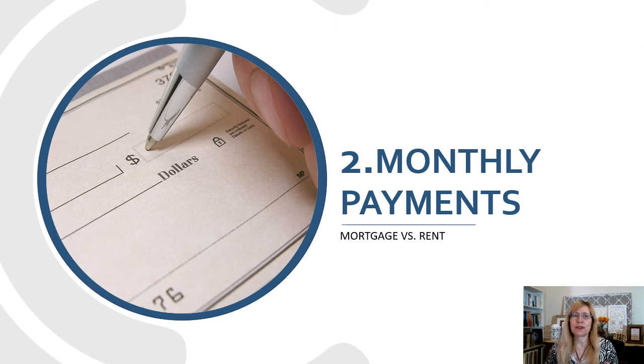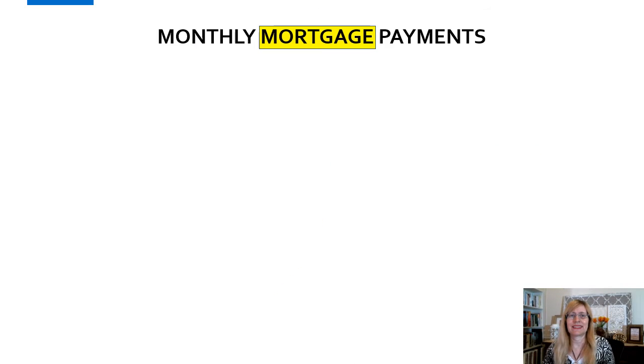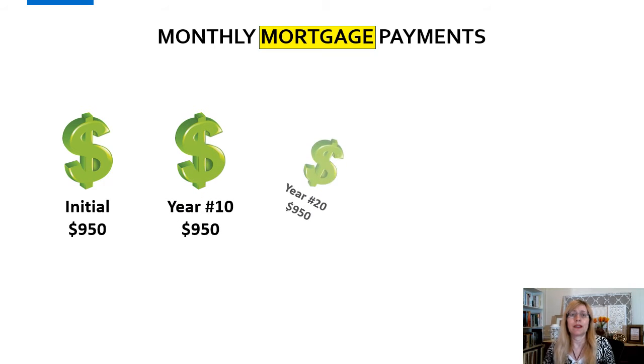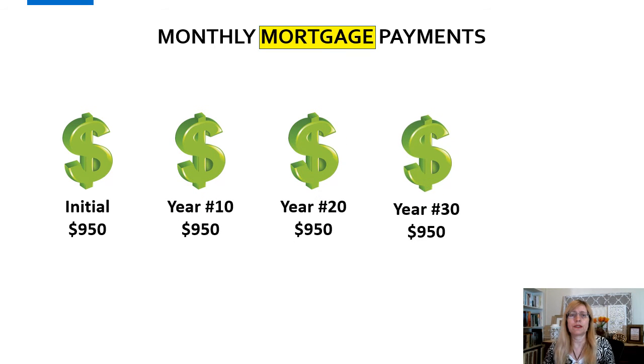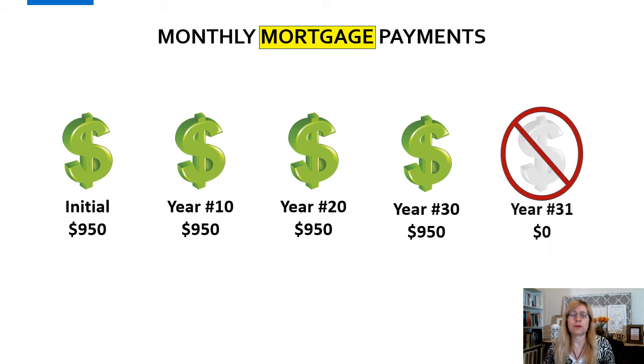The second factor is monthly payments. Now we'll compare the monthly mortgage payment with the rent payments. Keep in mind that mortgage interest is typically tax deductible on annual income tax returns. With a fixed rate mortgage, the monthly payments stay the same for the life of the loan. After the loan is paid off, there are no more payments. Of course, there are other costs associated with home ownership, such as property taxes and insurance, both of which are typically tax deductible.